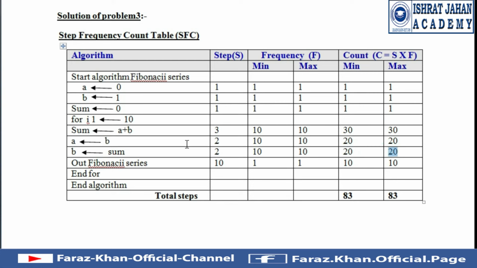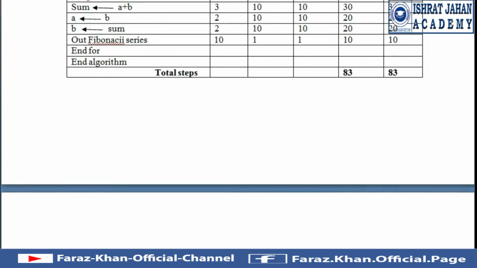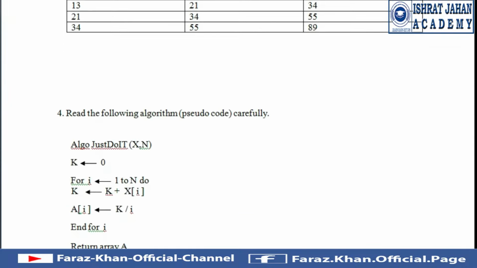Got it? Now Fibonacci series, because it's in the for loop, so it will take 10 steps. Minimum 1, maximum 1, 10 multiplied by 1, 10, 10 multiplied by 1, 10. So when I add up, 1 plus 1 plus 1, 3, plus 30, 33, plus 20, 53, plus 20, 73, plus 10, 83. It will take 83 steps in minimum and 83 steps in maximum. So here is the simple analysis of Fibonacci series, right?